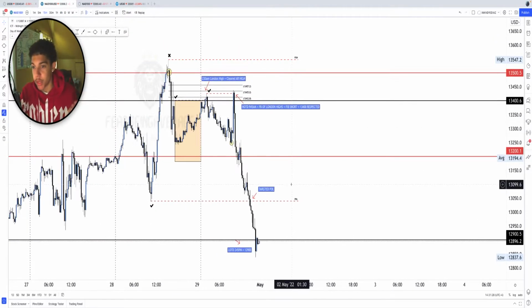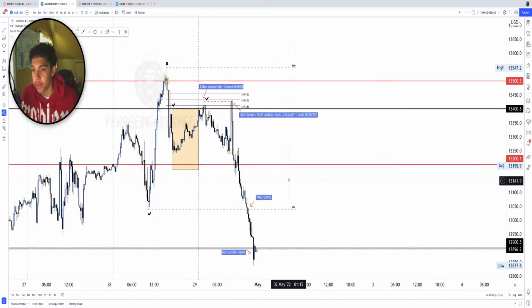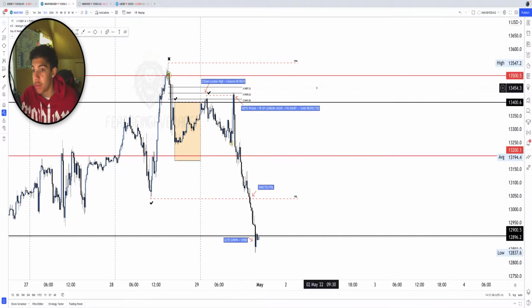So this is, for the most part, what happened today. Not anything crazy. Well, not today, Friday. Not anything really crazy happened, but this would have been a nice move that you could have caught here. I actually was able to catch this long position. I was able to catch this whole long position before price ended up dropping down.